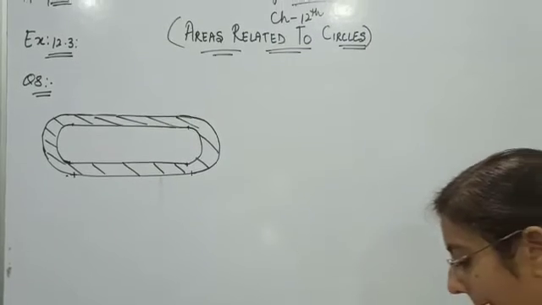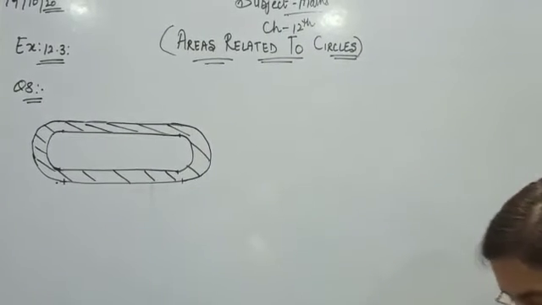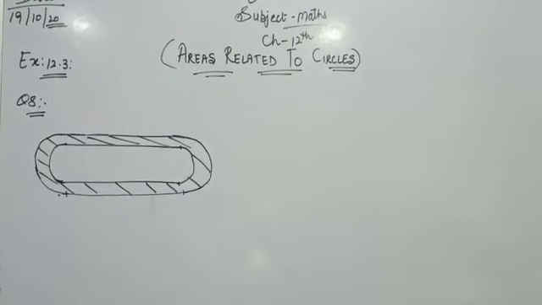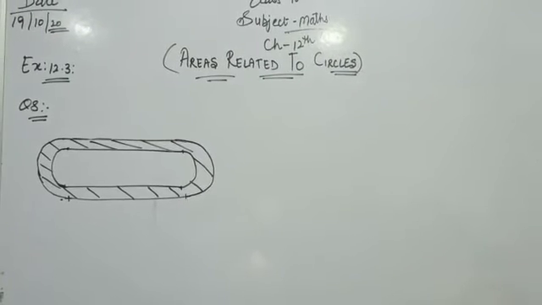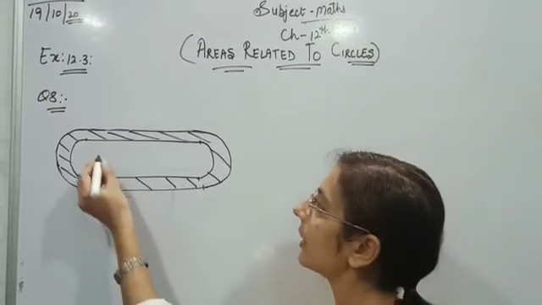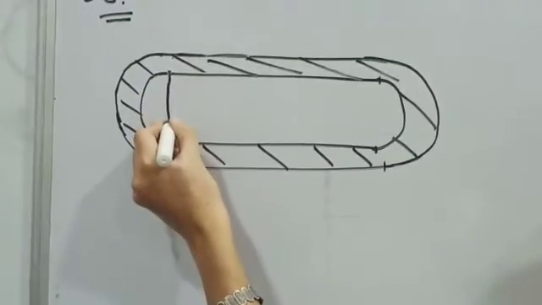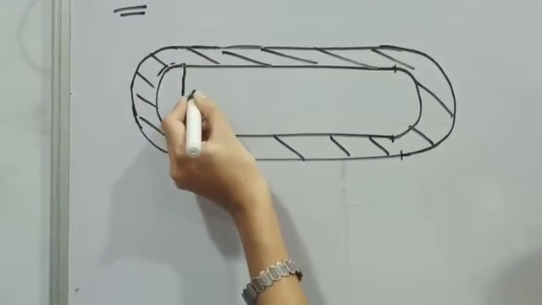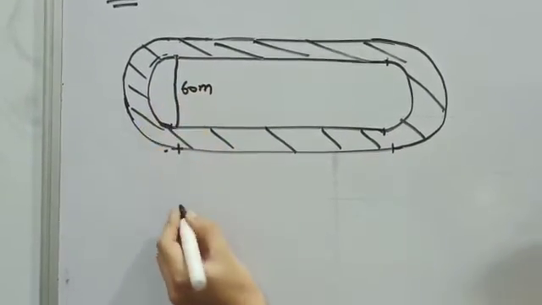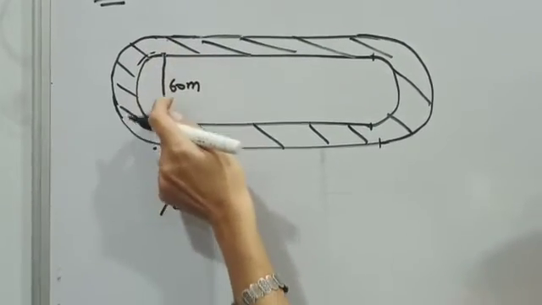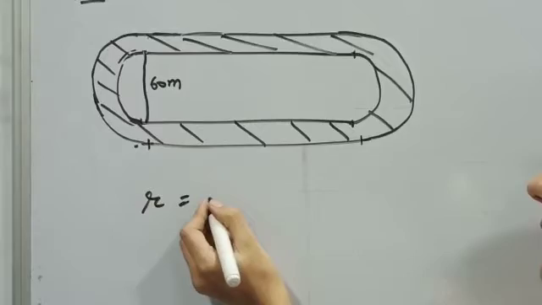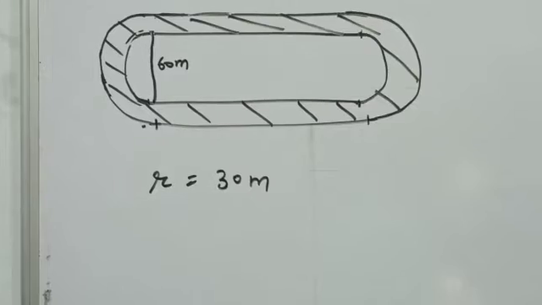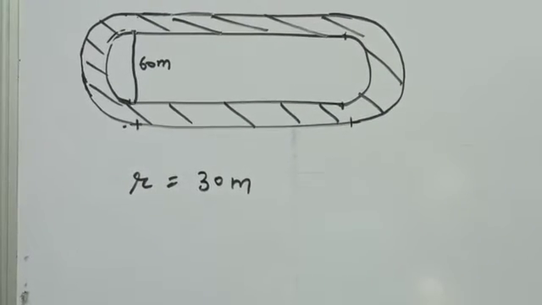Okay students, in question number 8 we are given a racing track whose left and right ends are semicircular, and they are saying the distance between the two inner parallel line segments is 60 meters. So this width is given as 60 meters. The inner semicircle has a diameter of 60 meters, so its radius is half of 60, that is 30 meters. And they are saying they are each 106 meters long.